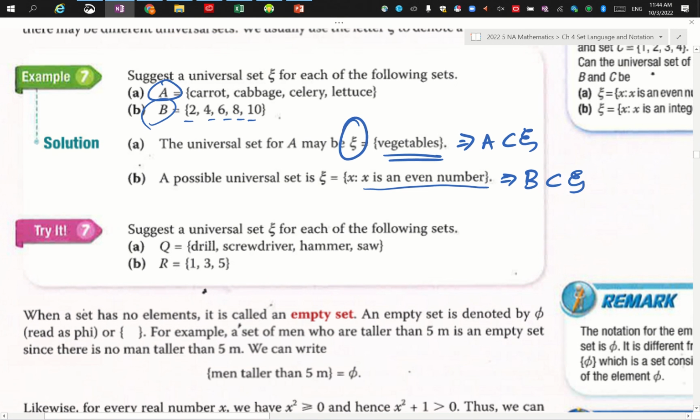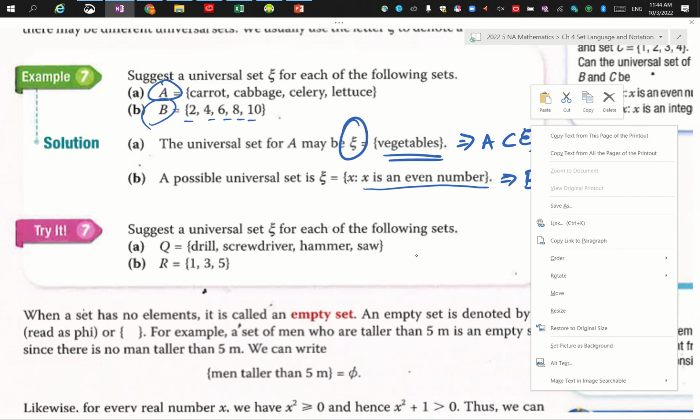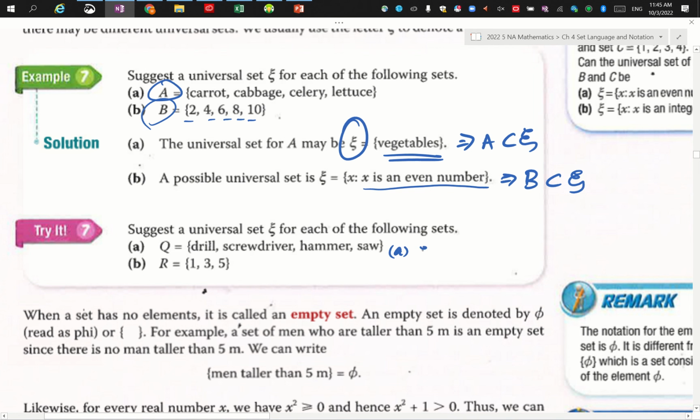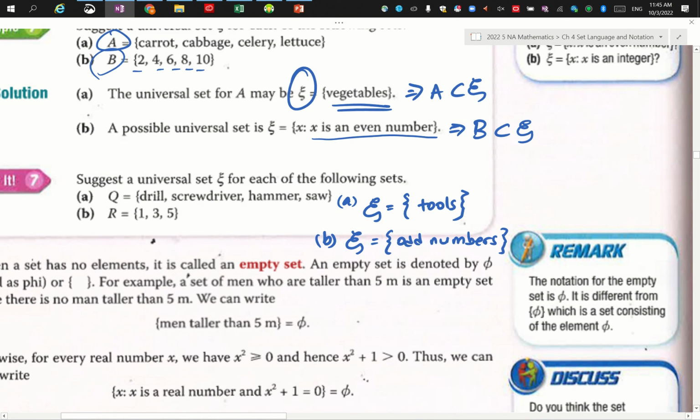Okay, so suggest a universal set for Q. So part A, Q, the universal set could be tools, for example. And then for part B, the universal set could be odd numbers. Such that Q is found inside the universal set for tools and R is found inside the universal set for odd numbers. But they are not equal. These are only limited elements.